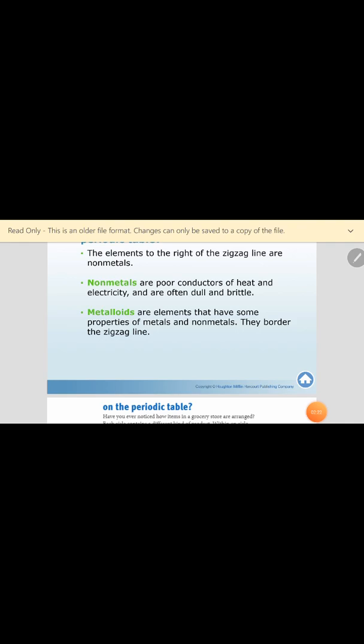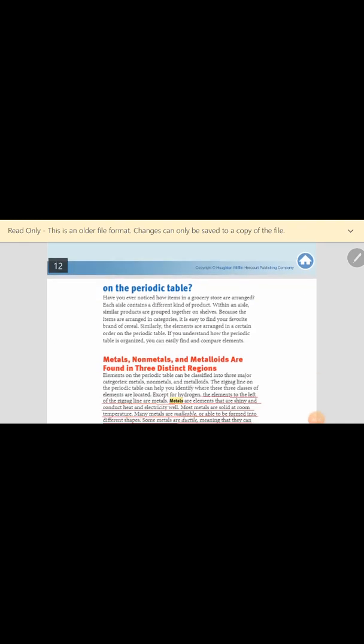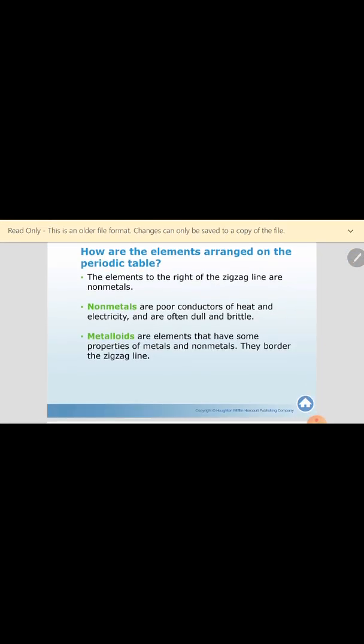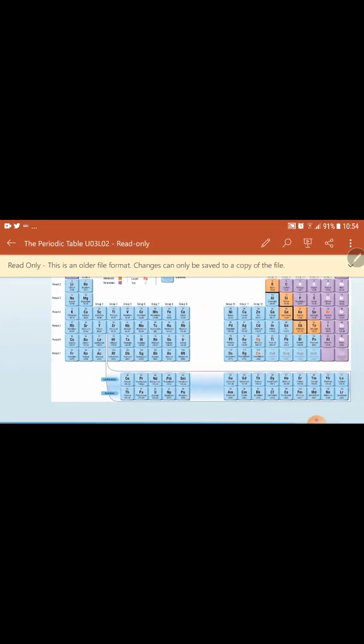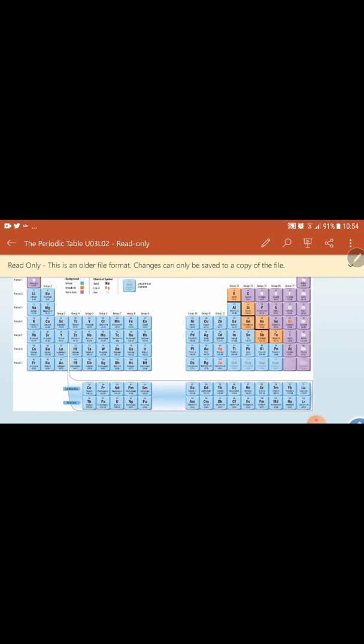Now metalloids are the elements that are on the zigzag line on the periodic table. Okay, what are their properties? They have intermediate properties between metals and non-metals. If we are talking about conductivity, they are semiconductors, half conductors, half insulators, such as silicon. Silicon is the very famous one from the metalloids. Here is the silicon on the zigzag line.